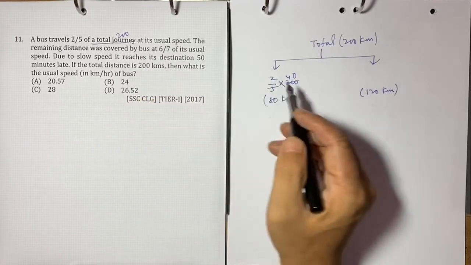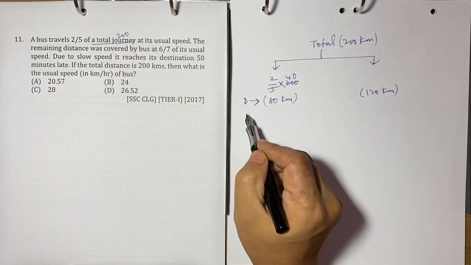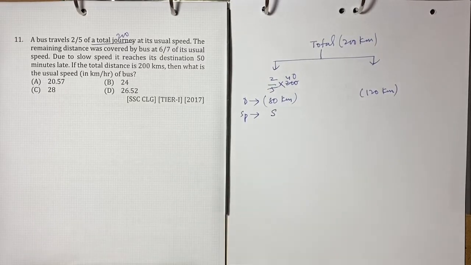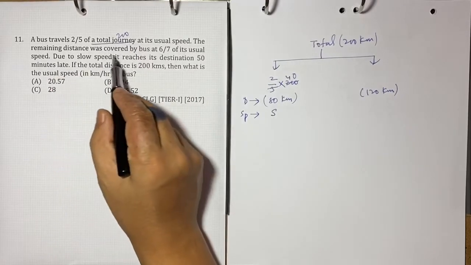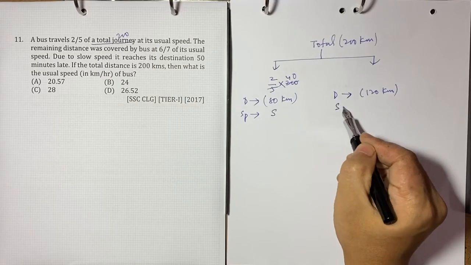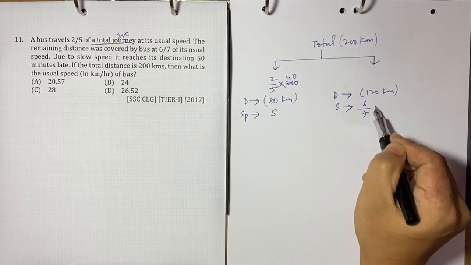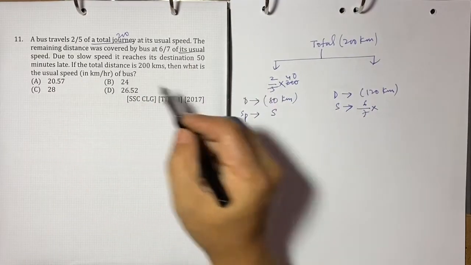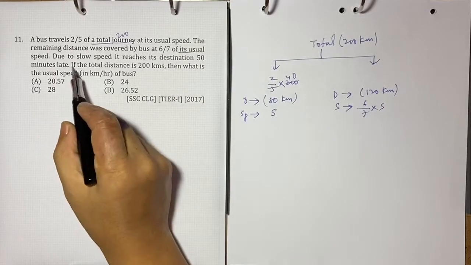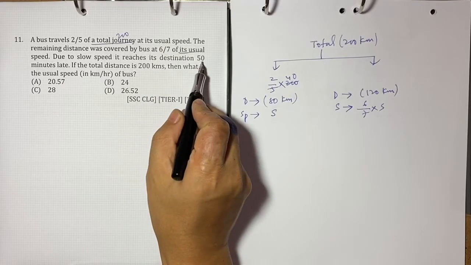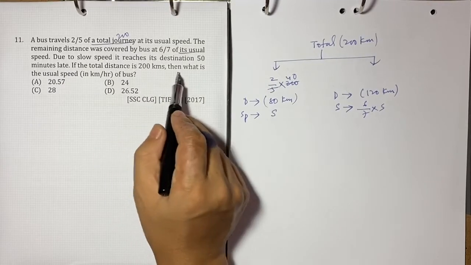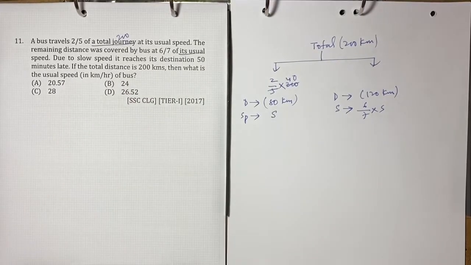It's usual speed. Like distance is this, and speed is the usual speed, which we don't know, so let it be s. The remaining distance was covered by the bus at 6/7 of its usual speed, so the speed is 6/7 of s. Due to slow speed, it reached its destination 50 minutes late. If total distance is this, then what is the usual speed of the bus?